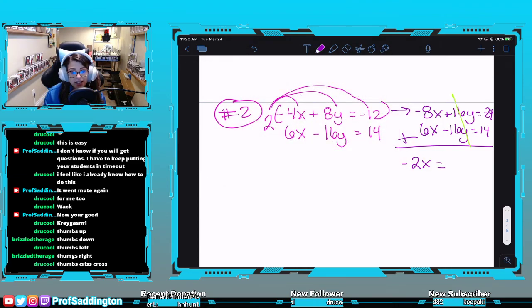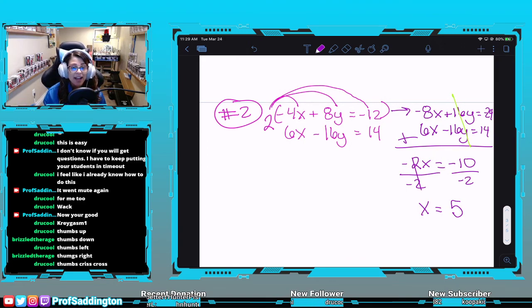And now I have negative 24 and a positive 14. That's going to be a negative 10. And now we can get x alone quite easily. We can just divide by negative 2. So we get x equals a positive 5 because we have those same signs.